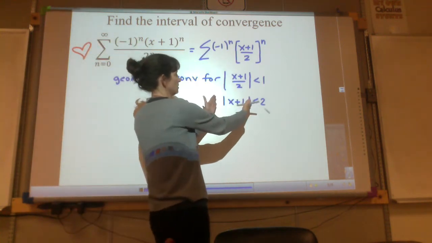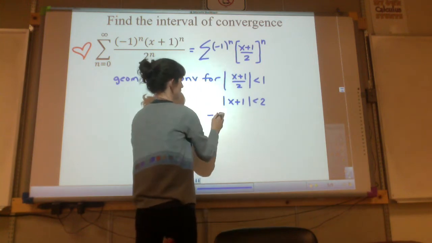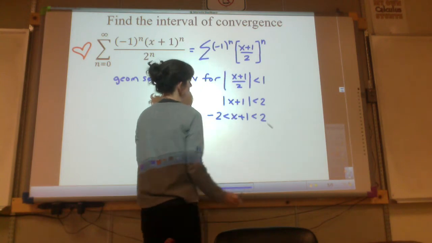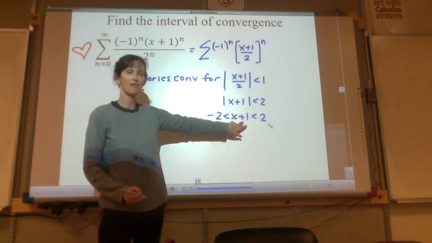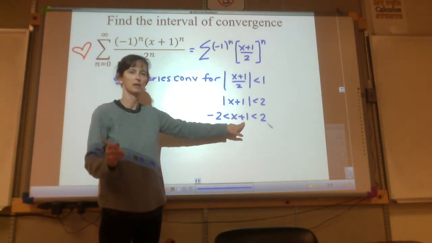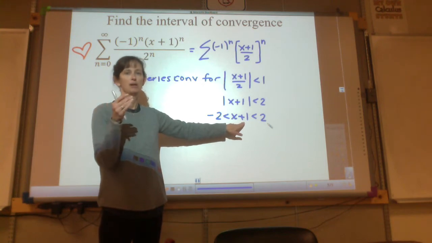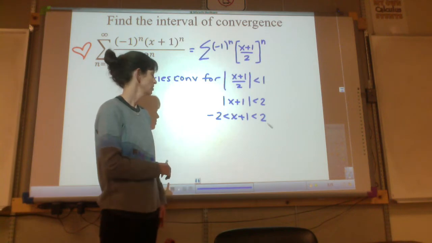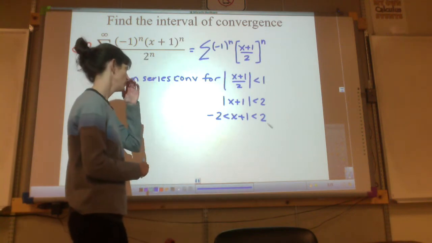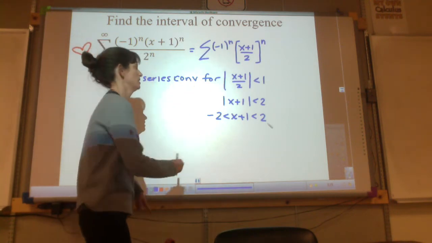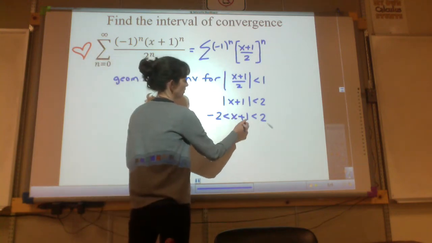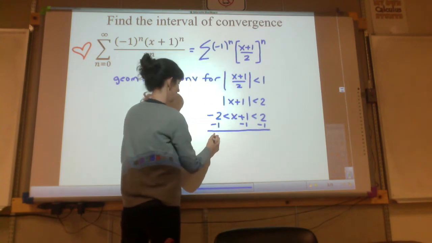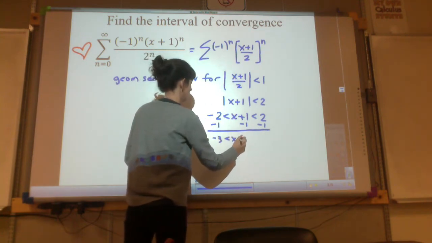Now, to get rid of these absolute values, I'm going to change it to the definition, which is this. Note, the center of this polynomial is -1 because the center is always x minus a number. So what number? x minus -1. So the center is -1. This is not my interval of convergence. I need to subtract 1 from all the sides. That gives me -3 is less than x is less than 1.